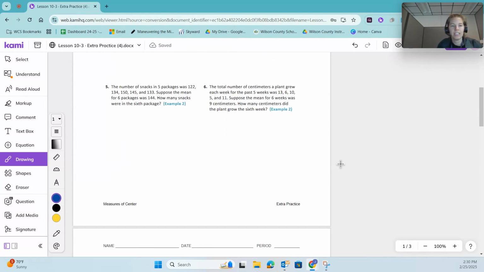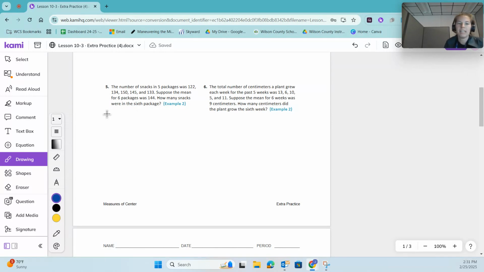Now let's take a look at number 5. The number of snacks in 5 packages was 122, 134, 150, 145, and 133. Suppose the mean for 6 packages was 144. So they told us 5 packages, but they're saying, what if the mean was 144? How many snacks would be in that 6th package?